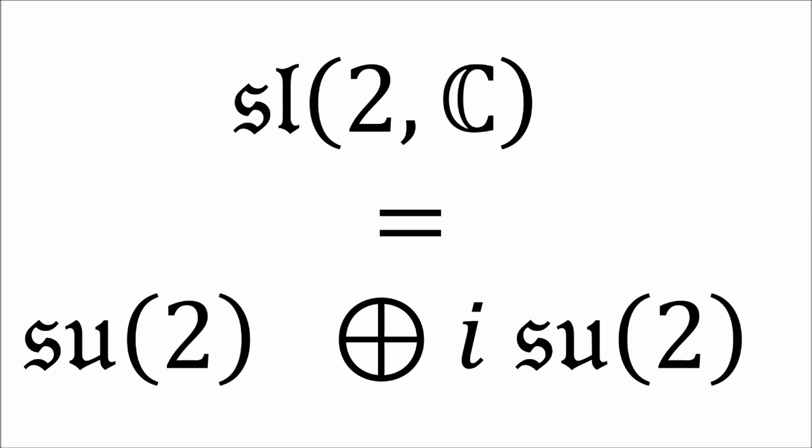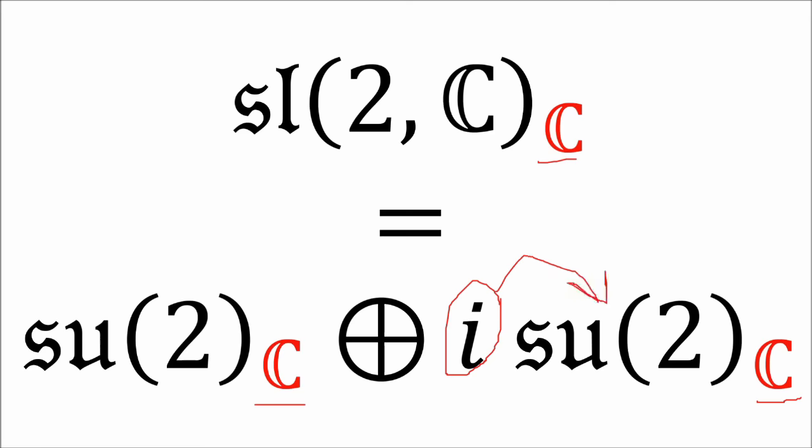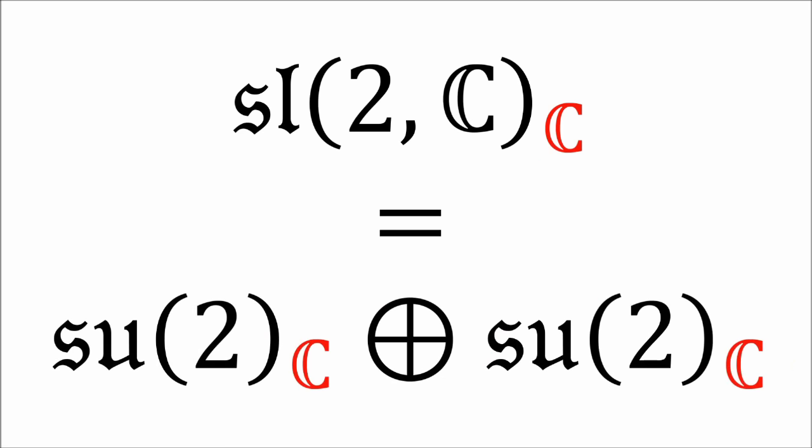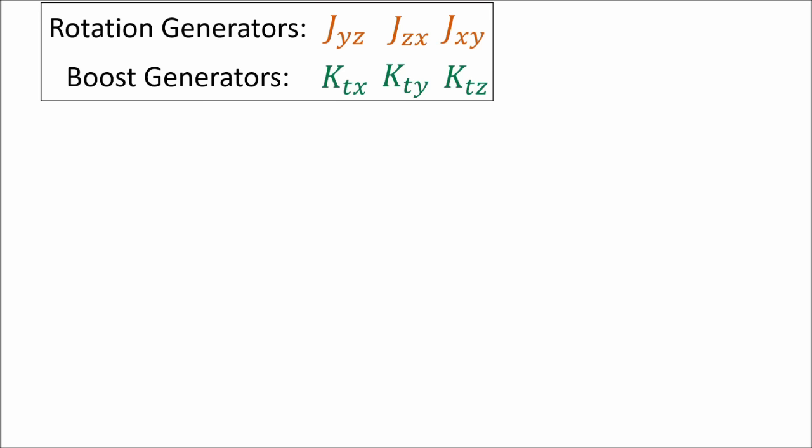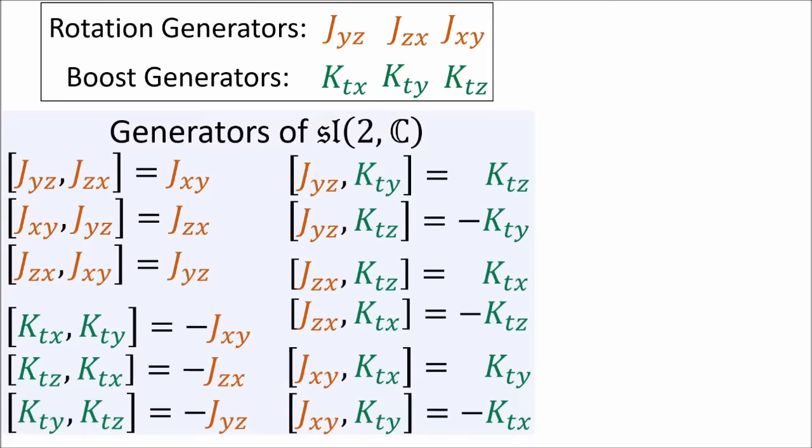Since SL2C is the direct sum of SU2 and i times SU2, we can complexify both sides and see that the complexification of SL2C is equivalent to two complexified copies of SU2. We can absorb the complex i inside the second SU2 since it's complexified anyway, so complex coefficients are allowed. This leads to an interesting trick with the generators. We previously defined the SL2C Lie algebra in terms of rotation generators, the J's, and the boost generators, the K's. In the commutation relations, the J's and K's get mixed together.